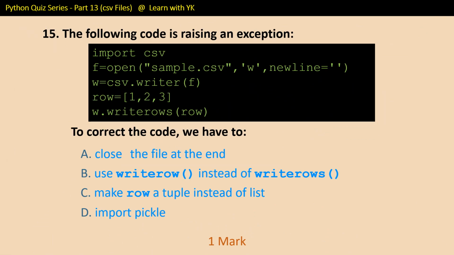Question number 15. The following code is raising an exception. See the code carefully. It is creating a runtime error. To correct the code, we have to choose the correct option. How can we correct the code?